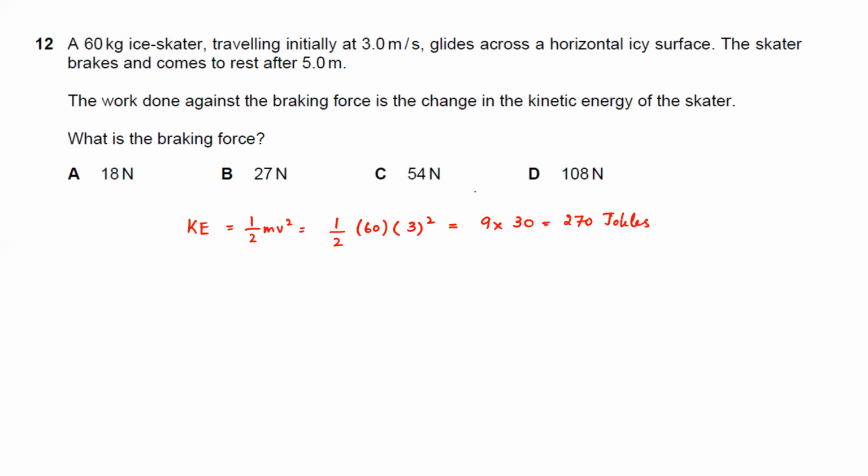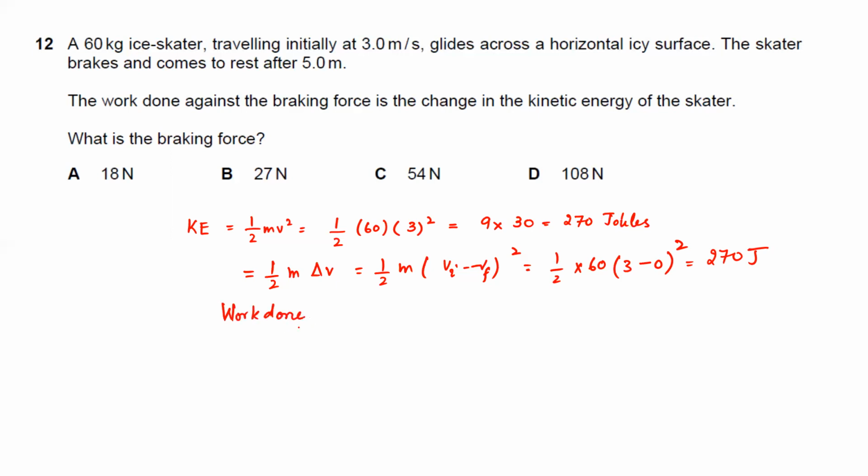So this is the overall kinetic energy, and it is said that the work done against braking force is the change in kinetic energy. If we have to find the change in kinetic energy, that will be half m times V initial minus V final squared. So mass is 60, initial velocity is 3, final it has gone to rest. So both will give you the same values. This is the more exact way of solving it. This is 270 joules. So remember, work done again is calculated in joules. So we have the joules with us.